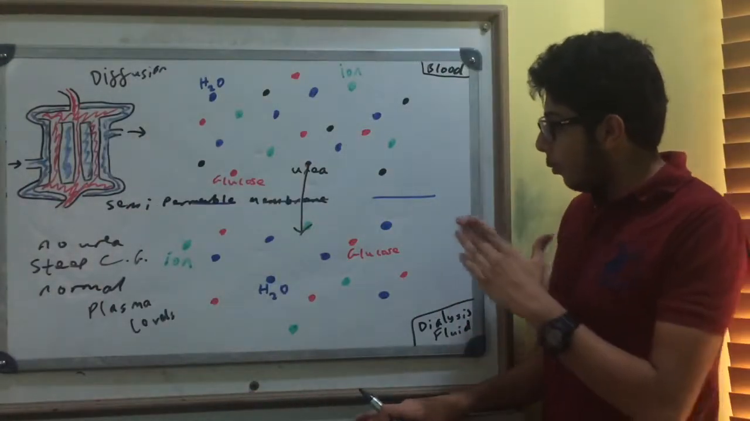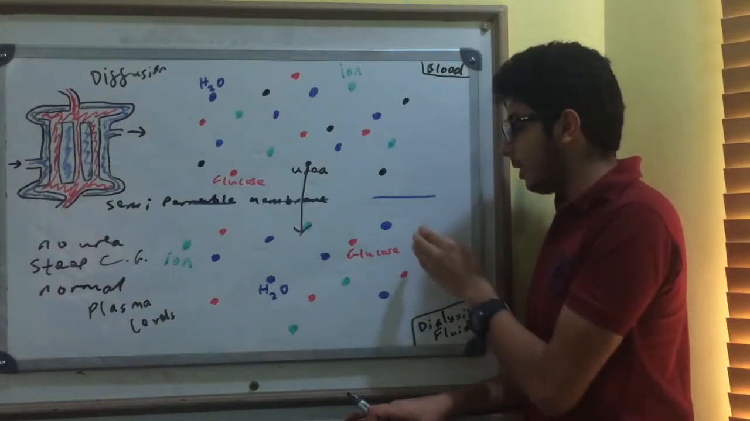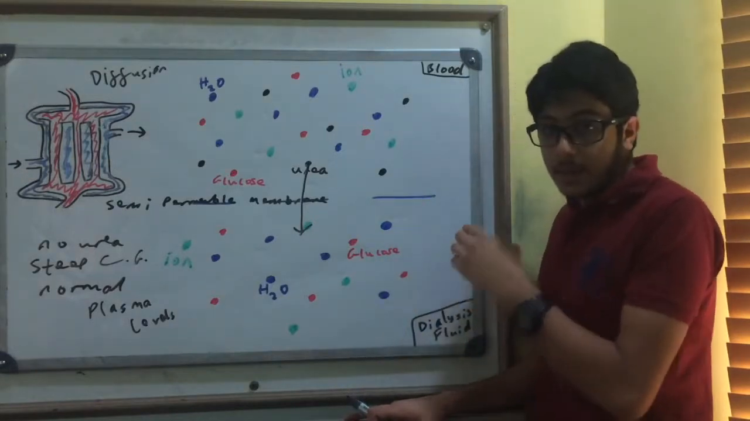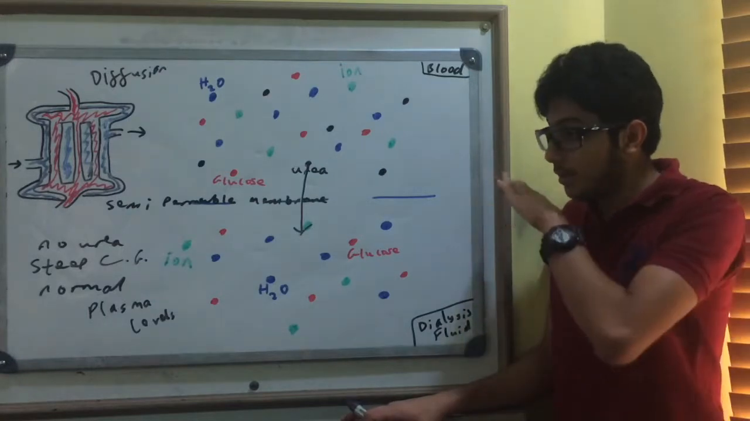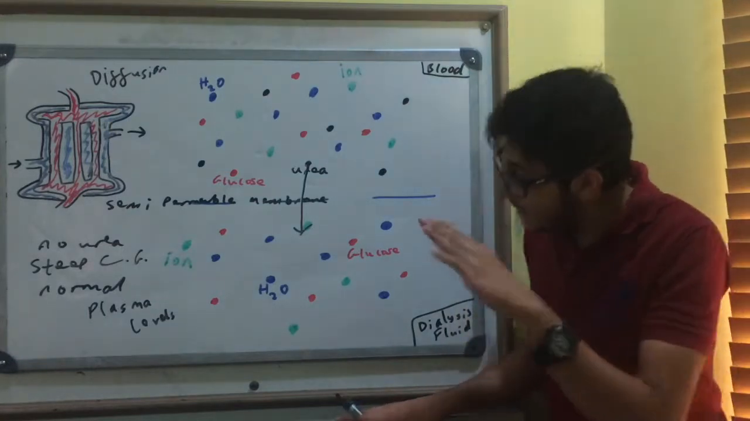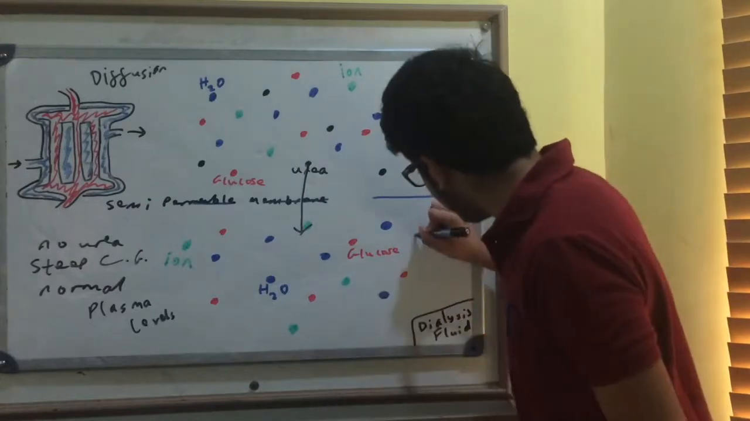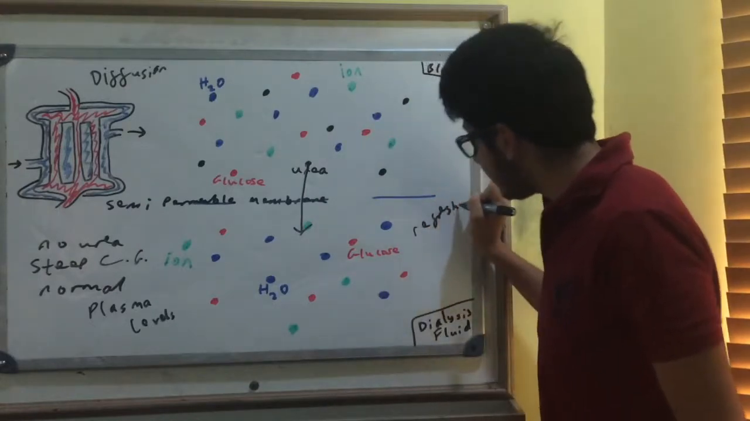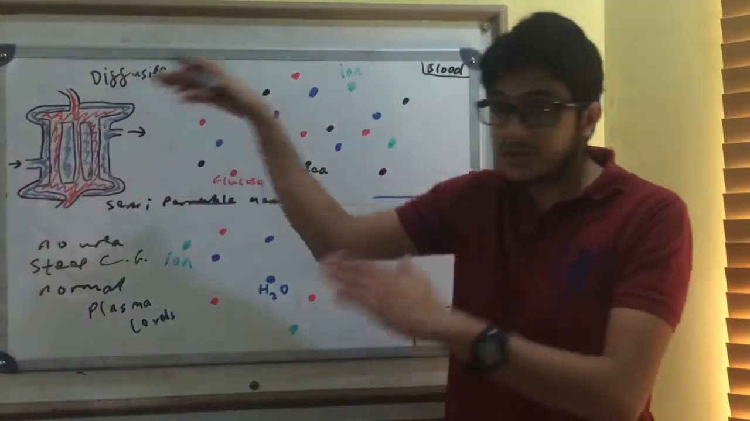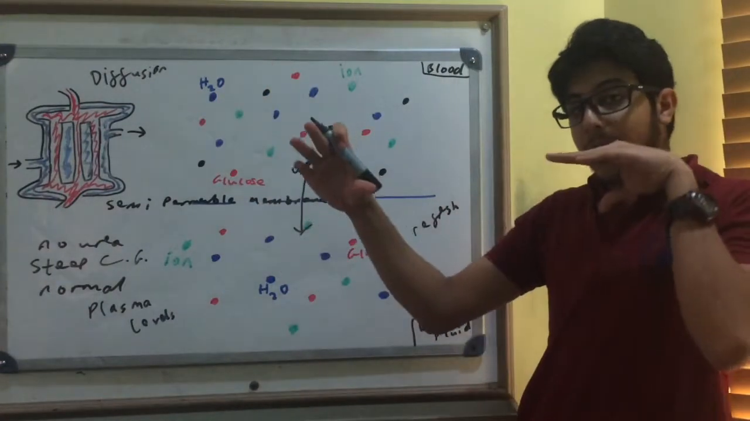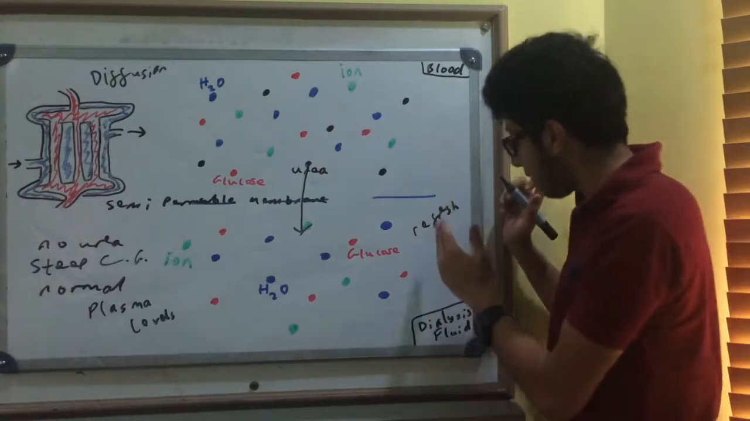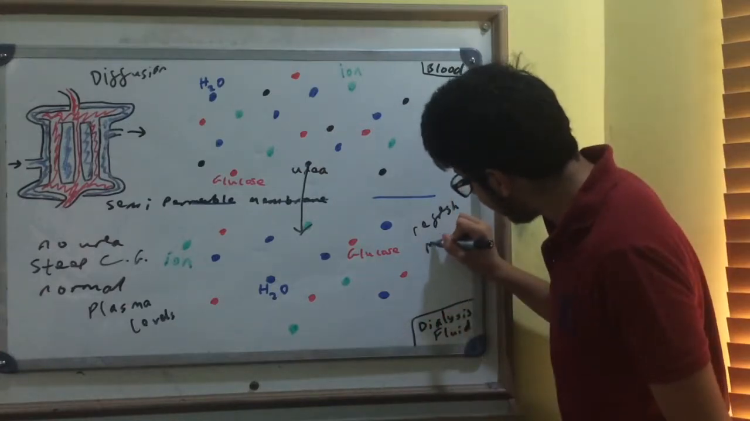So, once the urea has moved from here to here, then there will be no concentration gradient, because then the urea will level out. That is why we keep refreshing the dialysis fluid. It comes in, goes out. The flow of dialysis fluid has to be maintained.